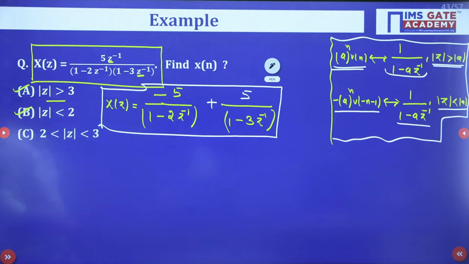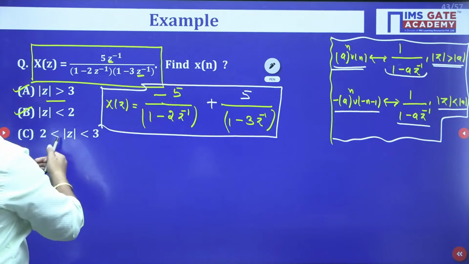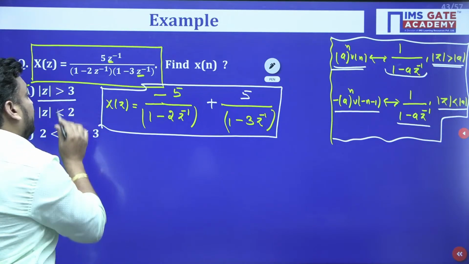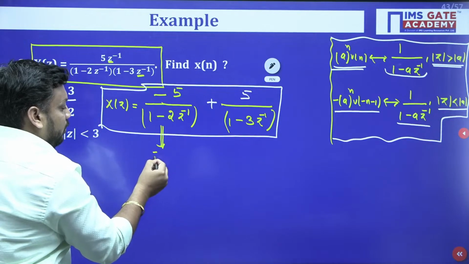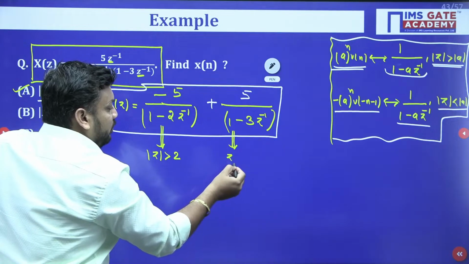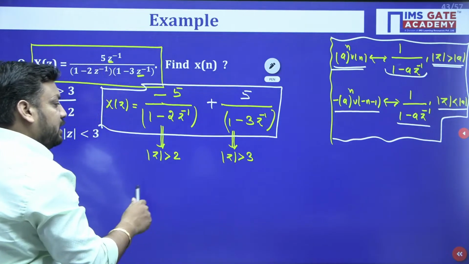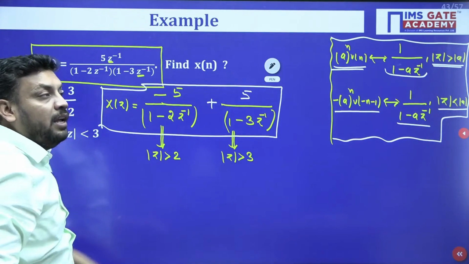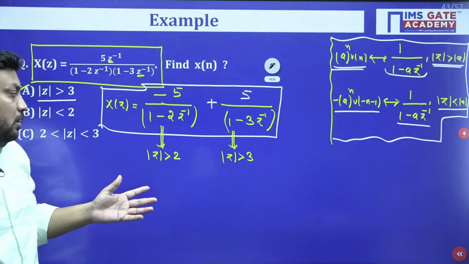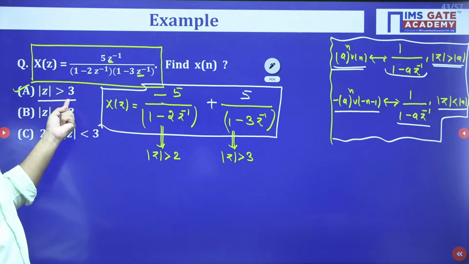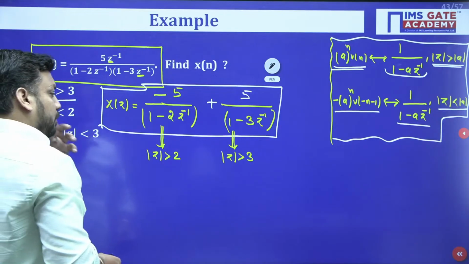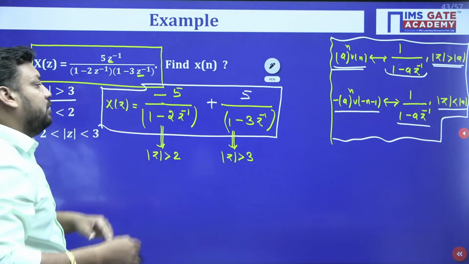Yes or no? Now everyone should tell me: because the ROC is required, this time we have the ROC mod of z greater than 2, and we also have one ROC that is mod of z greater than 3. So one ROC says greater than 2, another says greater than 3, and then you will get the ultimate ROC outside the outermost circle. To make the ROC outside the outermost circle, both should be right sided. It means a 2 radius circle, a 3 radius circle, and the ROC is outside.